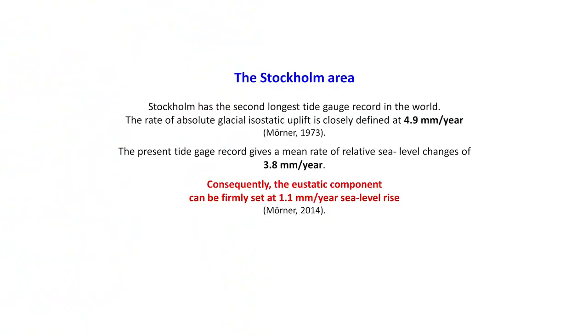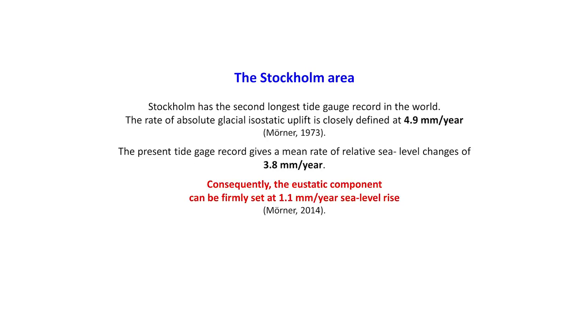These are the values here, tide gauges: the component of relative sea level, the component of absolute uplift, and then the eustatic component. So that is easy to calculate, and that's a test area, and you cannot fiddle with it. So we go to the Stockholm area.